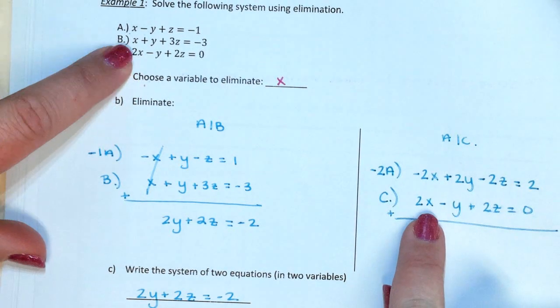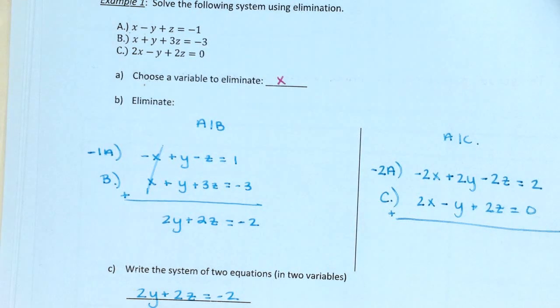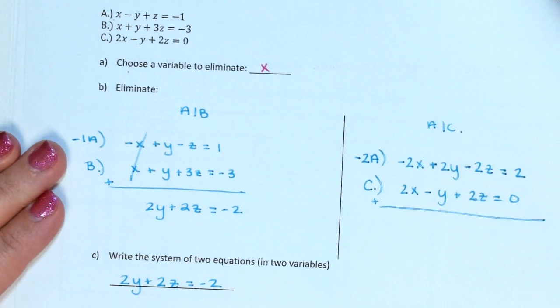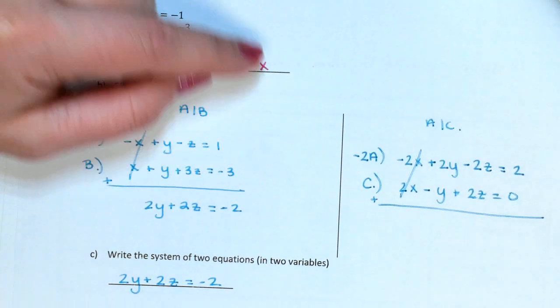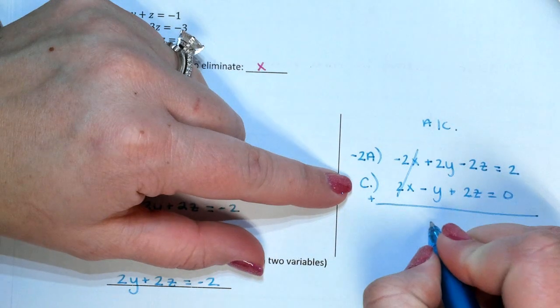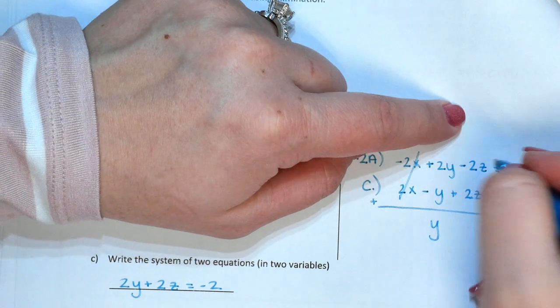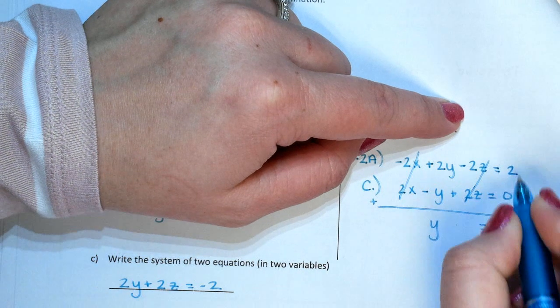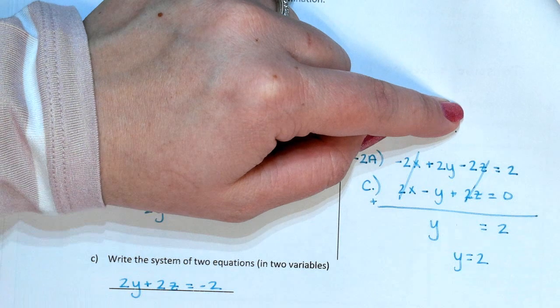Make sure I wrote it down right. 2x minus y plus 2z equals 0. Looks good. Now I'm going to add it up. How many x's do I have? 0. So I'm just going to cross those out. I don't have any x's. How many y's do I have? 1 y. How many z's do I have? 0. Nothing. My z's actually canceled too. And 2 plus 0 is 2. So I actually get here y equals 2.